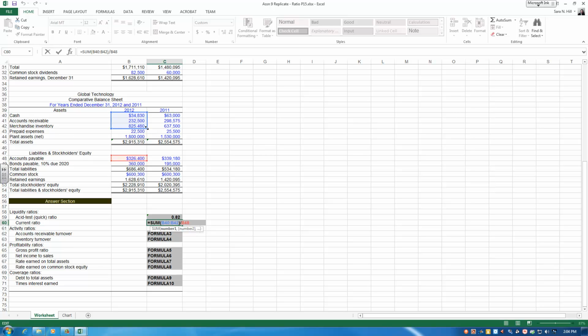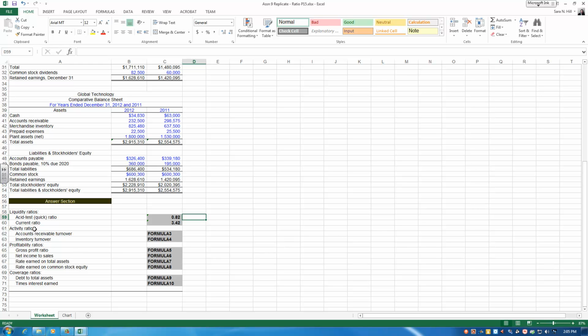So now I can leave the formula as is and just click and drag my box down. And now you can see that my formula should be 40 through 43. And it looks like it did update my formula. I'm going to go ahead and hit enter. And there's my right number for the current ratio.